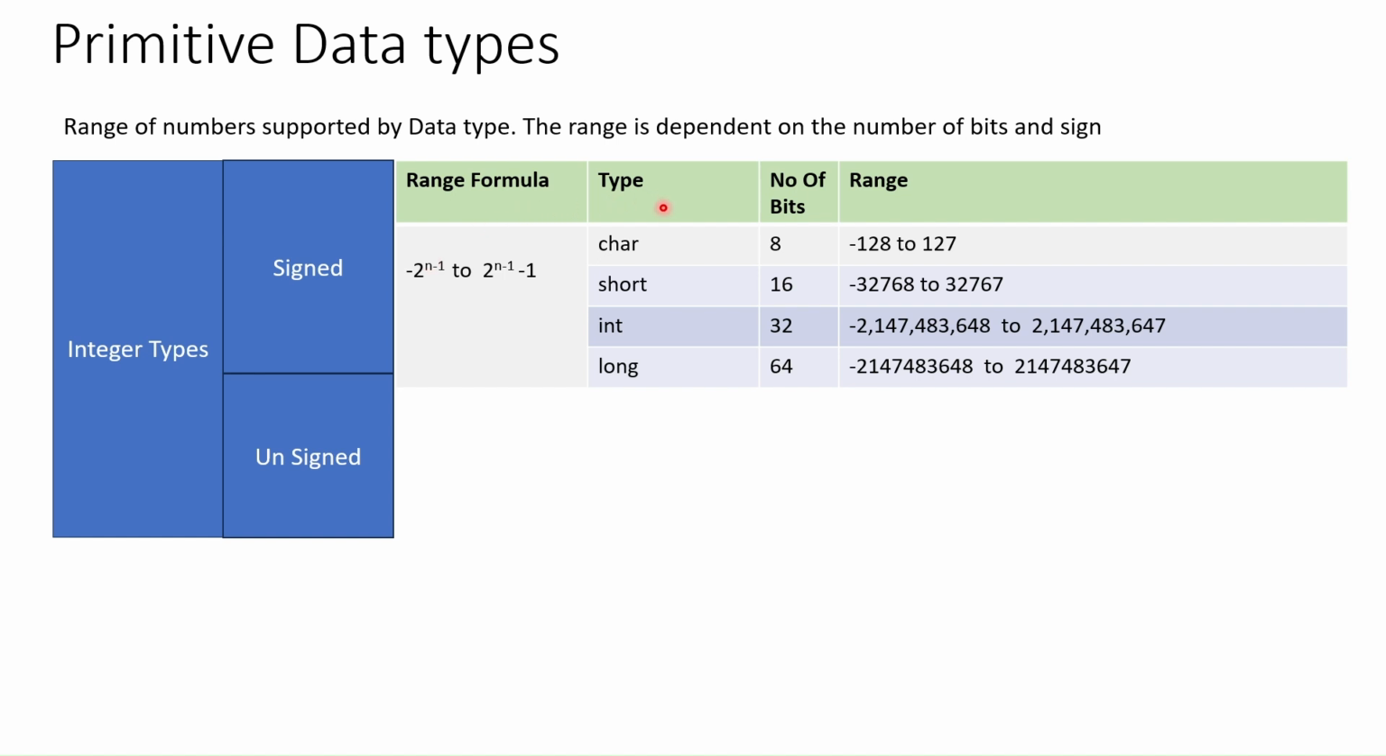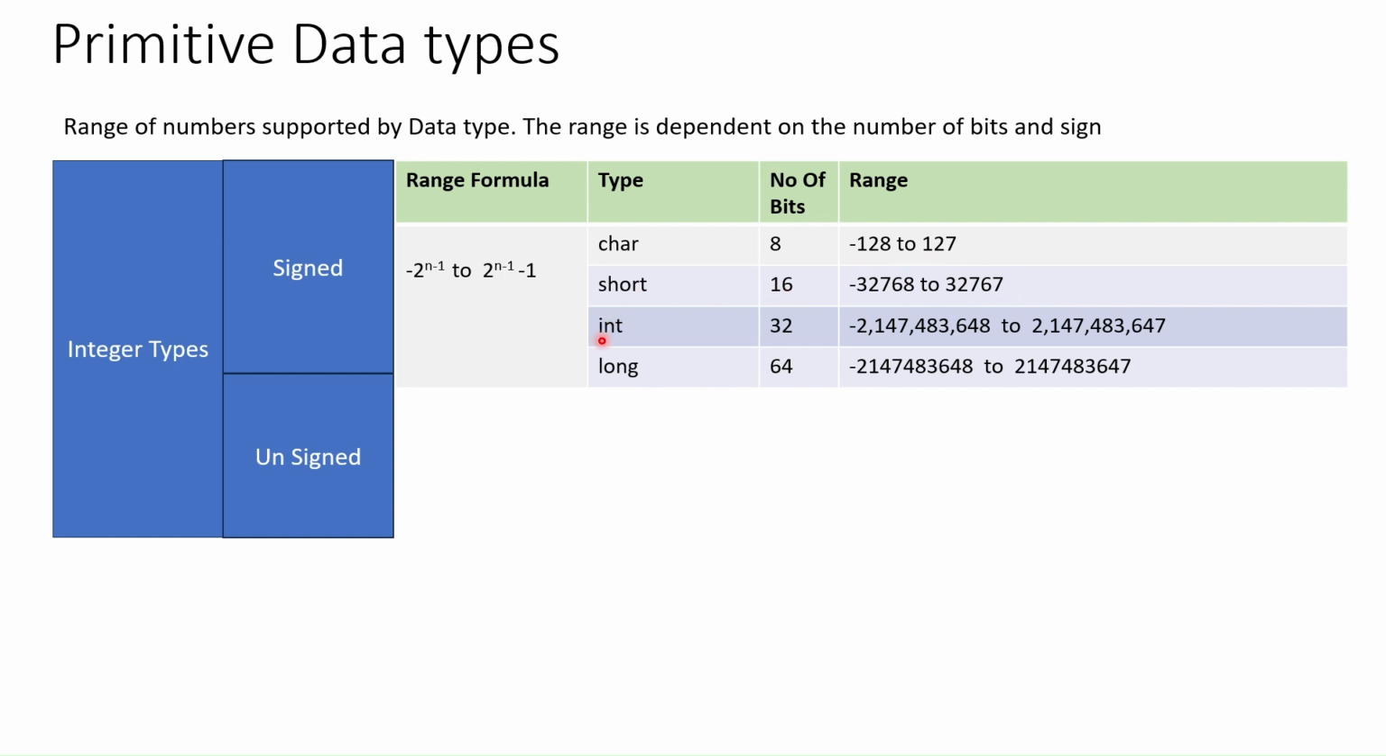For signed integers, you have the char type, char meaning character, and short, int, and long. The character type has 8 bits. If you substitute 8 in place of n, you get minus 128 to 127. It only supports these numbers, so if you want anything beyond this, you cannot use char. Next is short. Short supports 16 bits, and this is the range. If you want something within these numbers, you can use the short data type.